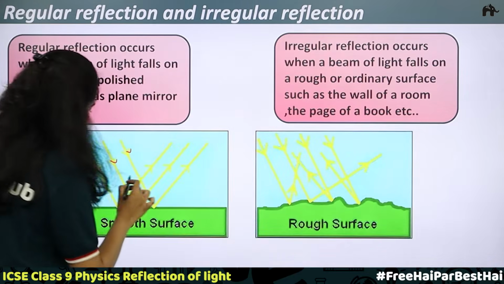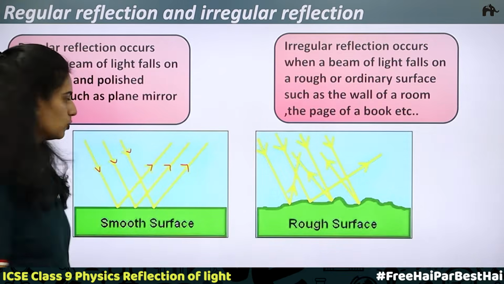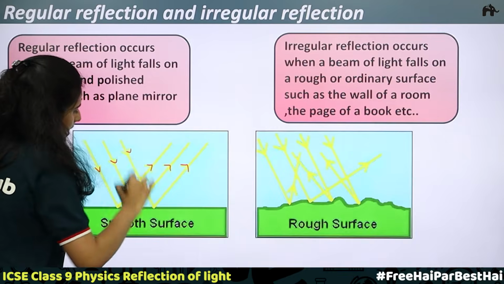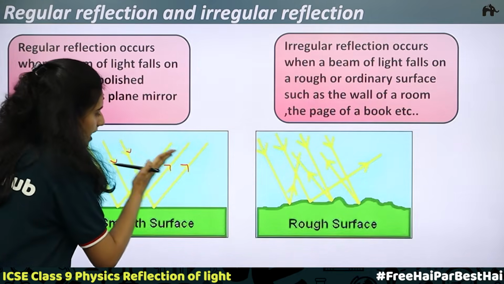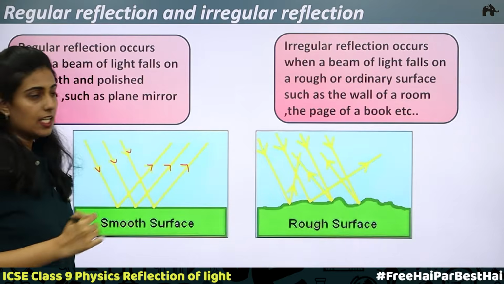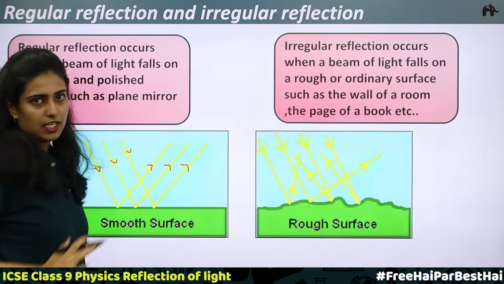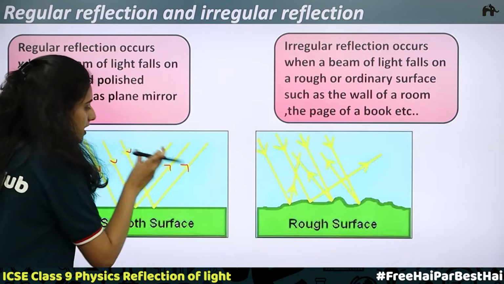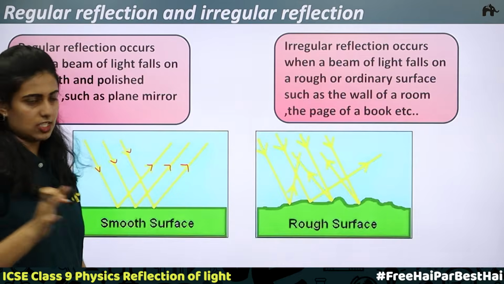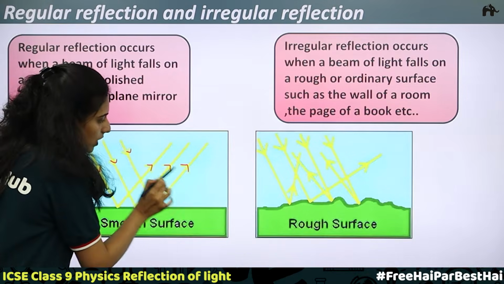After reflection, what is happening? You can see how the light rays move. The incident light rays are parallel to each other. The reflected light rays are also parallel to each other. They are moving in the same direction. So, this is the case of a smooth surface where the reflection that is happening is a regular reflection. There is equal distance between the rays.